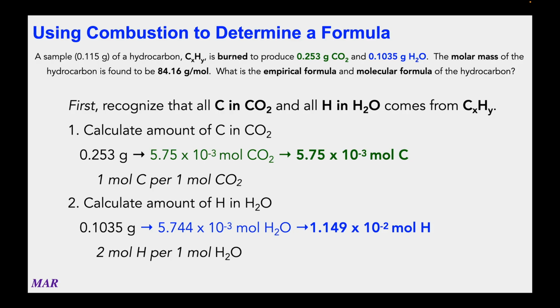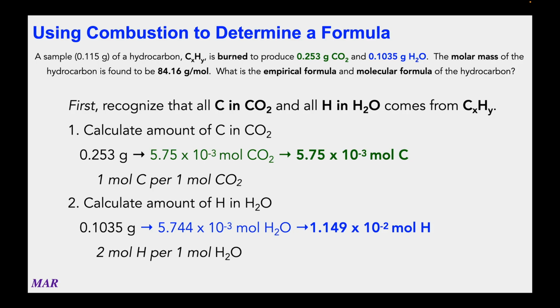Now we've got the moles of C from before. We've got the moles of hydrogen now. This is a rough formula. It's C 5.75 times 10 to the minus 3, H 1.149 times 10 to the minus 2. But man, is that an ugly formula. All right, chemists love whole numbers for atoms, obviously.